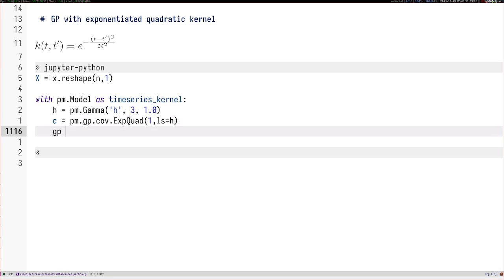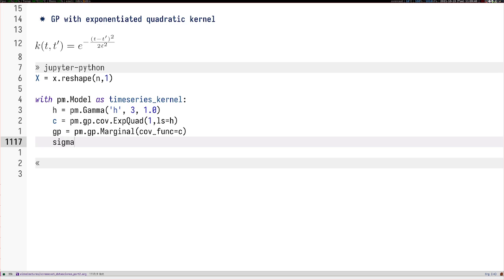Then we say that the Gaussian process is pm.gp.marginal with the covariance function given by C, which we specified in the line above. We specify our noise term, so we say sigma is half Cauchy, sigma with parameter 1.